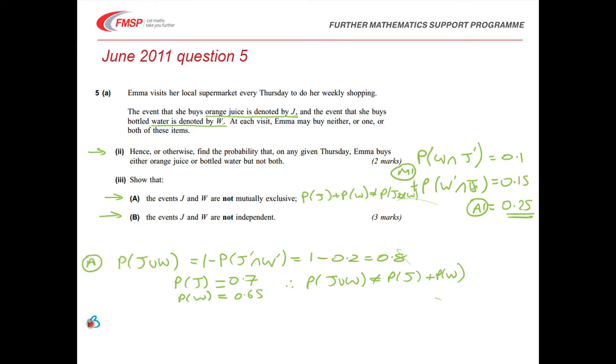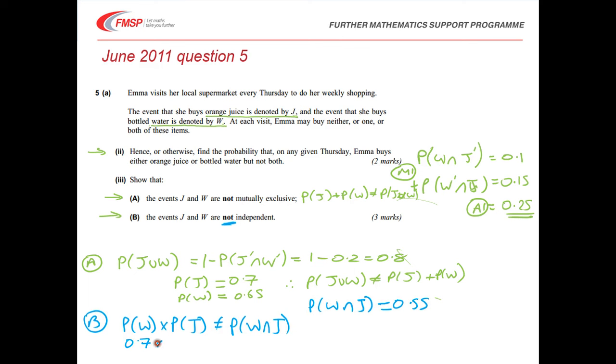Okay, and then for the second section, let me change colour. For the second section, B, they're not independent. So for independence, what we need to show is that the probability of W times the probability of J does not equal, because we're looking for not independent, the probability of W and J. So again, it's not good enough just to state this, we need to actually work them out. So the probability of W and J from the tables was 0.55, and again we're going to have 0.7 times 0.65, and if we multiply those two things together, that's going to give me 0.45-ish, which we can see is not equal to 0.55, so therefore not independent.